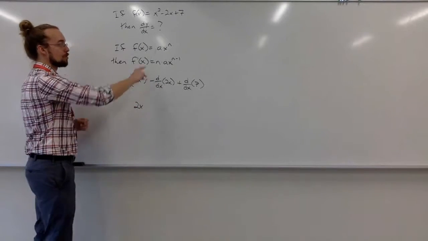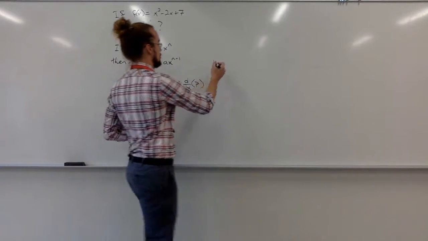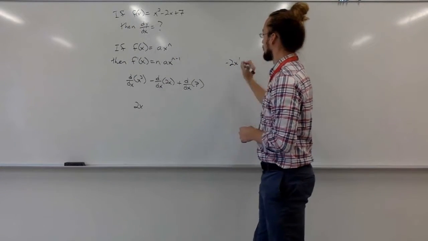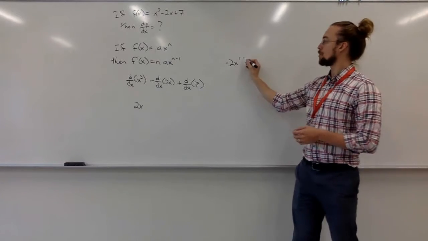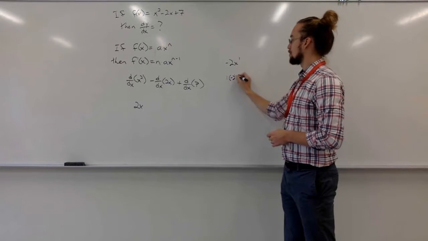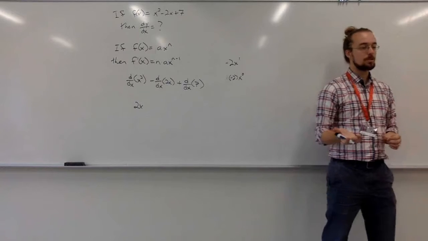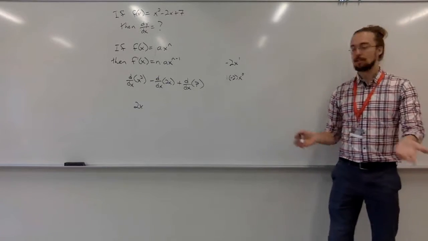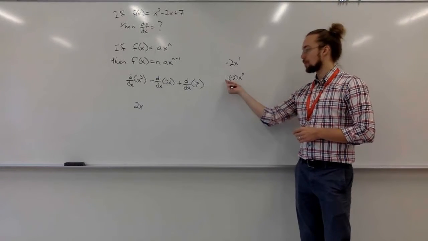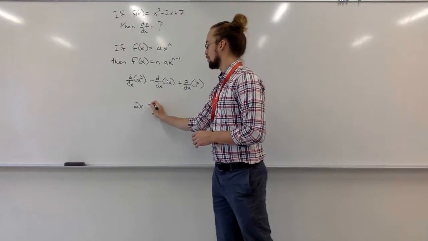We could also think about applying this rule. If we think of this as negative 2x to the first, well, I would bring that 1 down. So 1 times negative 2 times x, and then if I subtract 1 from the exponent, that would be x to the 0 power. And anything to the 0 power is 1, so I would just get 1 times negative 2 times 1, which is still negative 2.